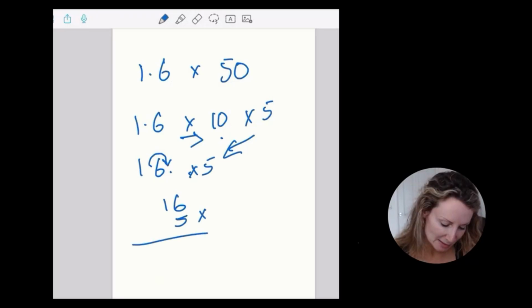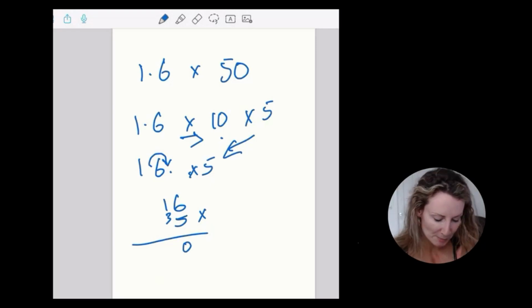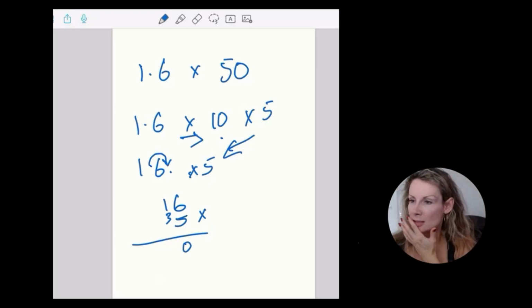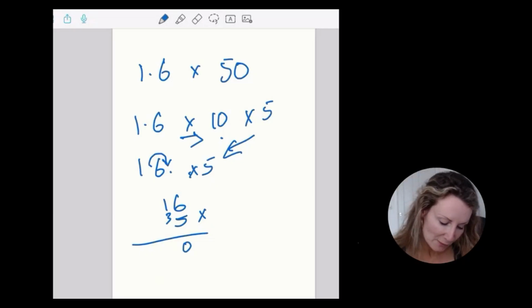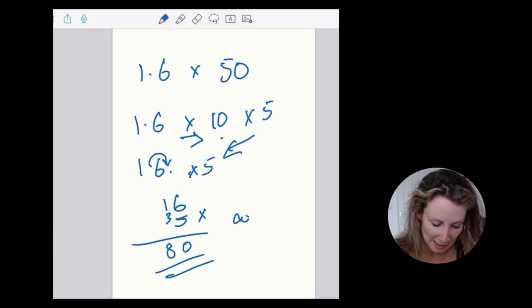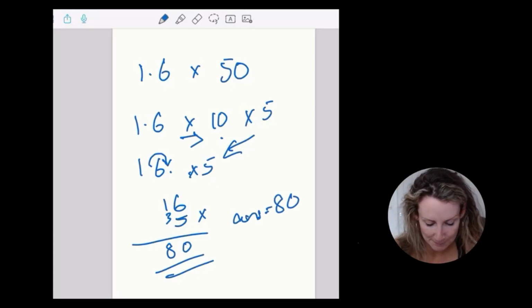5 times 6, 30. Note down 0, 3 up. Sorry, it's just the work computer. That's fine. 1 times 5. Yep, it is 80. Right, so okay. Answer equals 80.